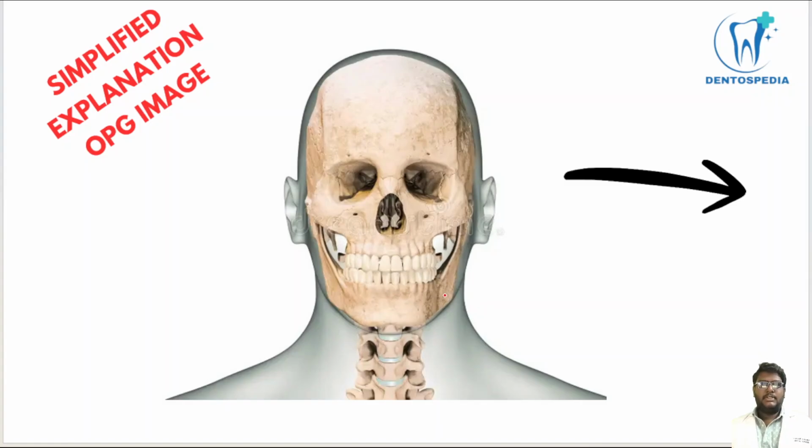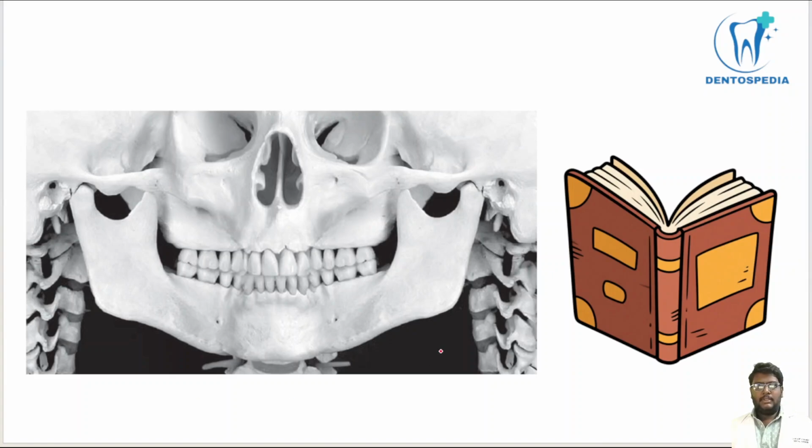And there is a simple explanation for the OPG: how we are getting all the structures in a single image, okay. It can be compared to the opening of a book. Compare the skull with the book, okay. We are just opening the skull from the back side and putting it on the side, like opening a book. So this is a very simple explanation of how we get these kinds of images in oral radiology.